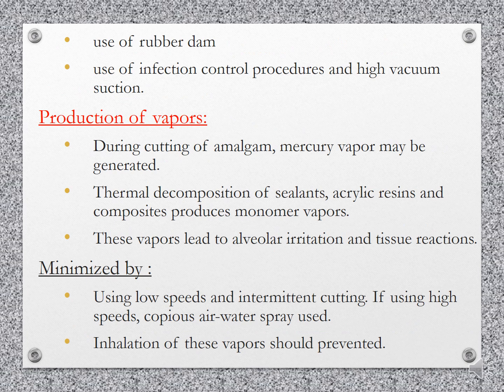Thermal decomposition of sealants, acrylic resins, and composites produces monomer vapors. These vapors lead to alveolar irritation and tissue reactions. The production of vapors can be minimized by using low speeds and intermittent cutting. If using high speeds, copious air-water spray should be used. Inhalation of these vapors should be prevented.